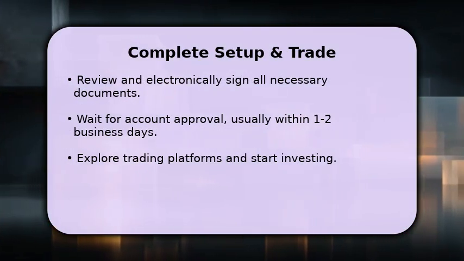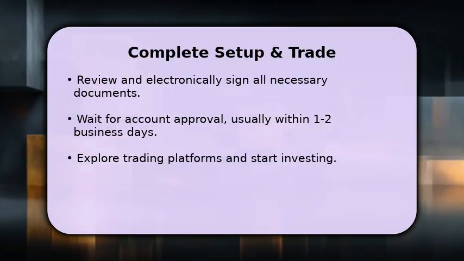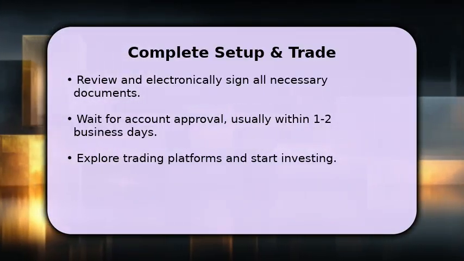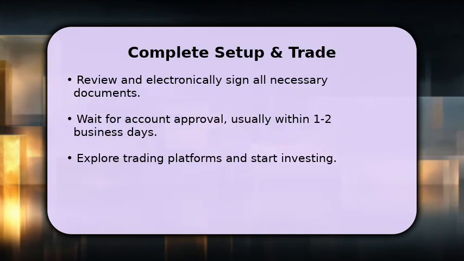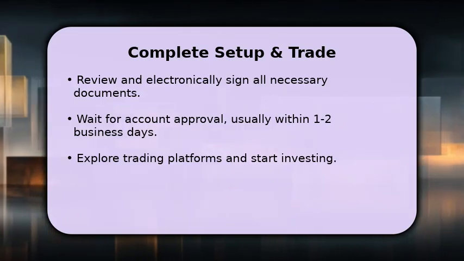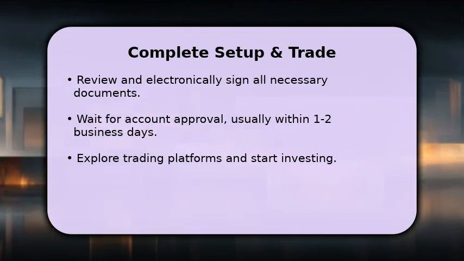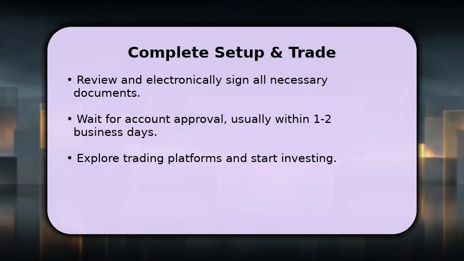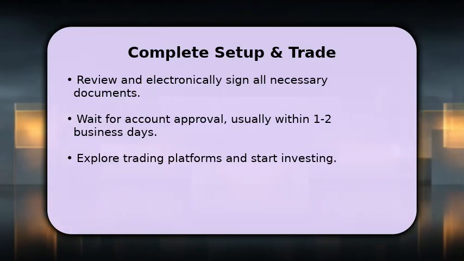Finally, review all the information you've provided and electronically sign the necessary documents. Charles Schwab will then process your application, and approval typically takes 1 to 2 business days. Once approved and funded, you can explore their trading platforms and begin investing. You'll have access to a wide range of investment products and tools to help you reach your financial goals.